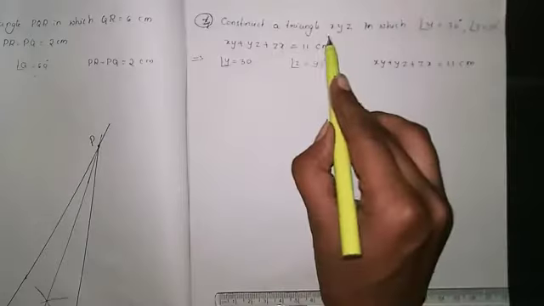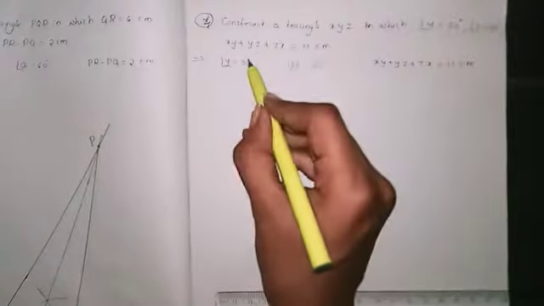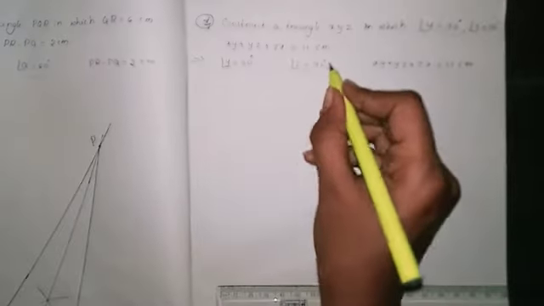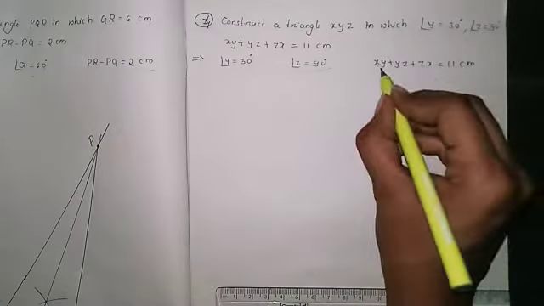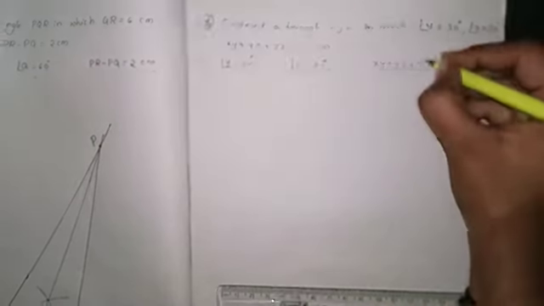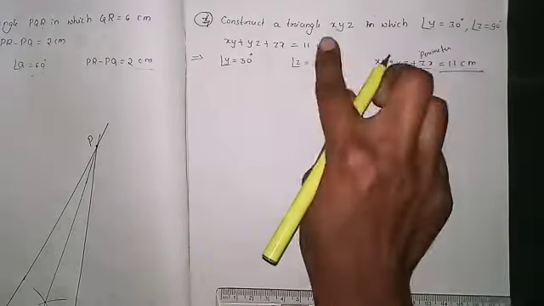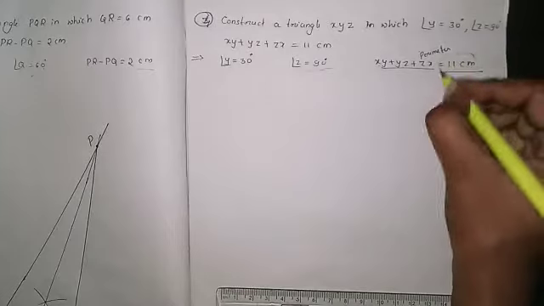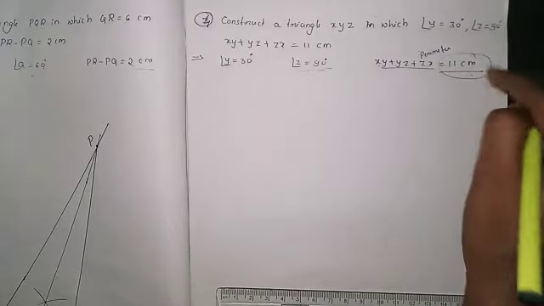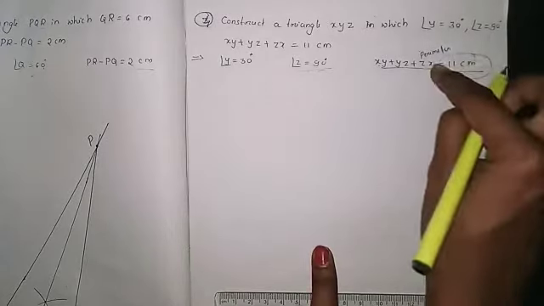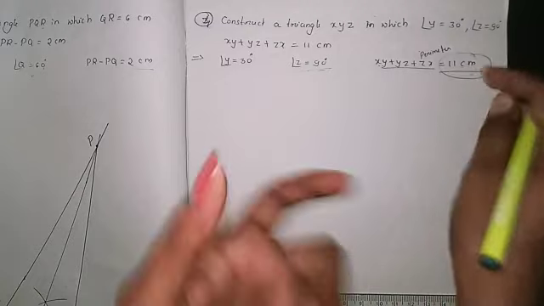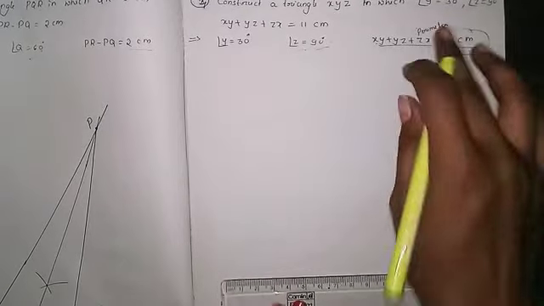Construct a triangle XYZ in which angle Y is 30 degree they have given and angle Z is 90 degree they have given. So there are two angles you have to create. Then XY, YZ and ZX, it is nothing but the triangle perimeter. Even in the question they may ask construct a triangle where the perimeter is 11 centimeter. So if like that also, then you have to remember that the sum of all the sides is equal to 11 centimeter. So there is a particular method for this, how to solve.